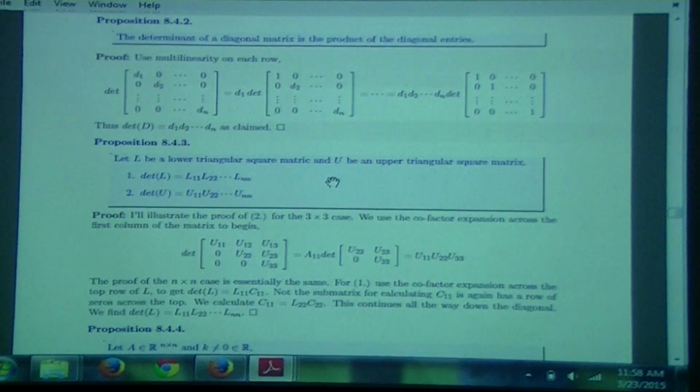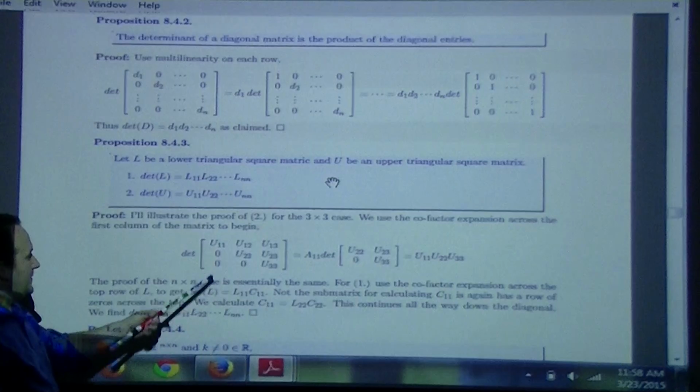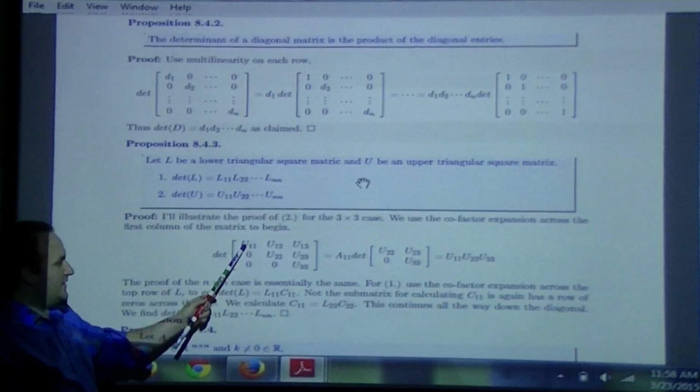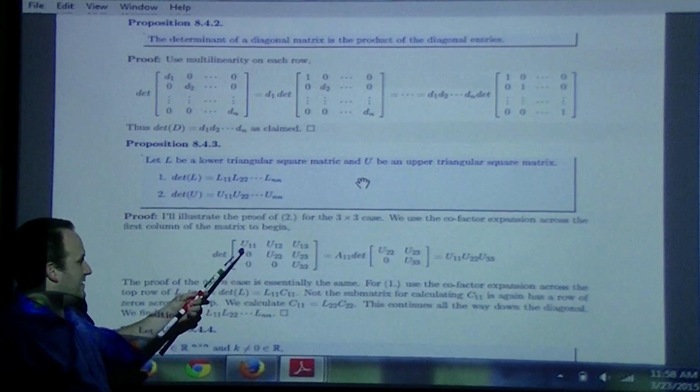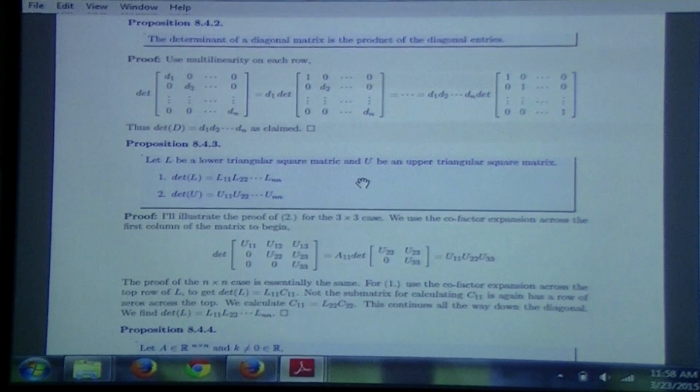By the way, an alternative definition of the determinant is that it's the unique alternating multilinear function that sends the identity matrix to the number 1. So you could define the determinant with those two properties. Anyway, for a lower triangular or upper triangular matrix, the determinant is the product of the diagonals. And the proof is really just a cofactor expansion along, say, the top row. It's just explicit cofactor calculation.